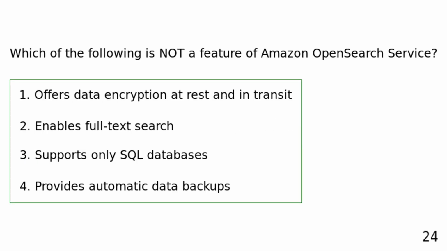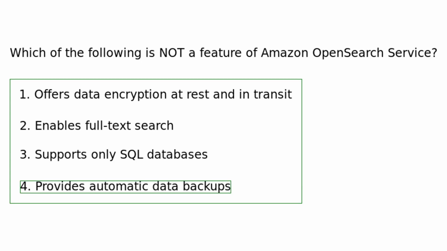Which of the following is not a feature of Amazon OpenSearch Service? Offers data encryption at rest and in transit. Enables full-text search. Supports only SQL databases. Provides automatic data backups. Amazon OpenSearch Service supports a variety of database types, not limited to SQL databases.